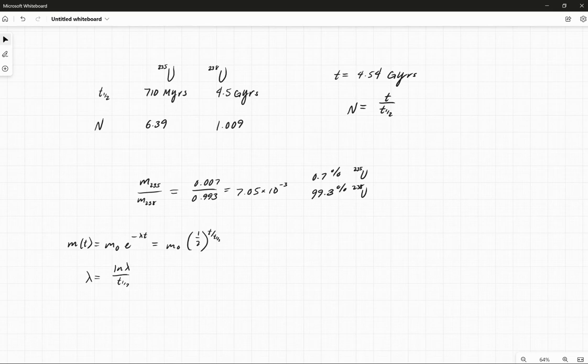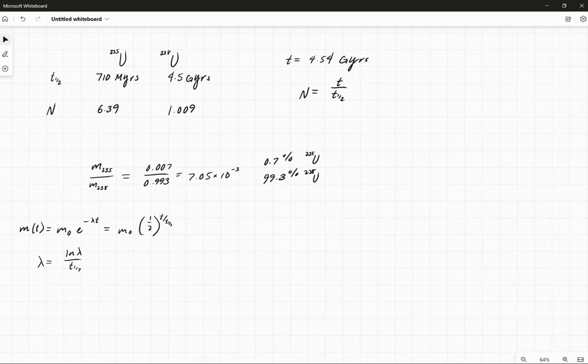Let me move this down here. Then the initial abundances: m naught 235 over m naught 238 should be equal to this number, 7.05 times 10 to the negative third, times 1/2 to the power of how much time has elapsed. Let me take one more step and write this so that it's as clear as can be. So this is 1/2 to the t over the half-life of uranium-235, divided by 1/2 to the t over the half-life of uranium-238, something like that.